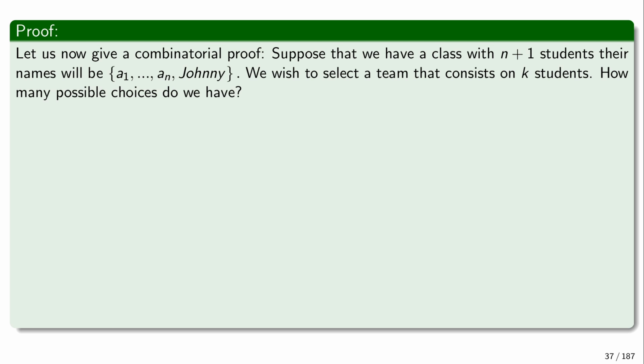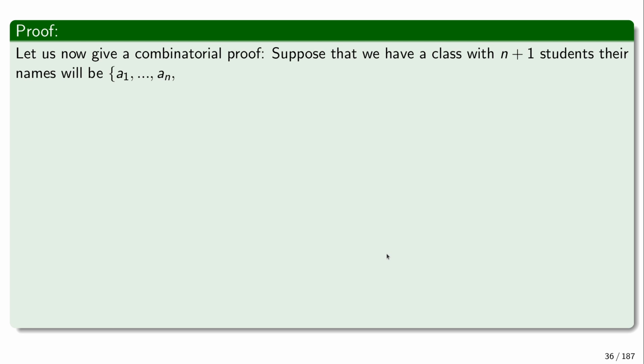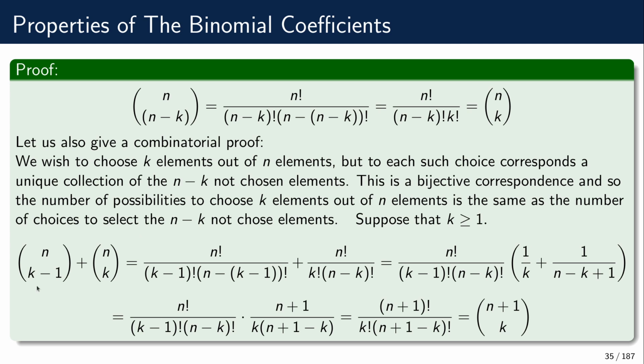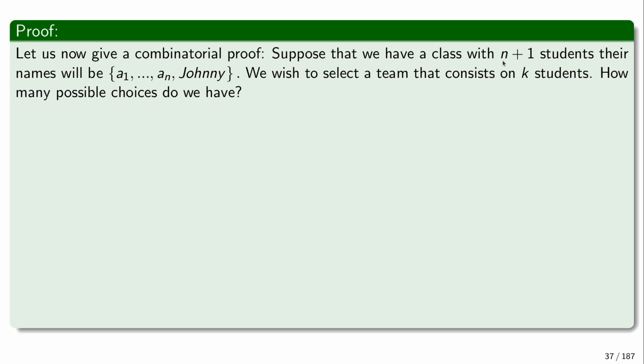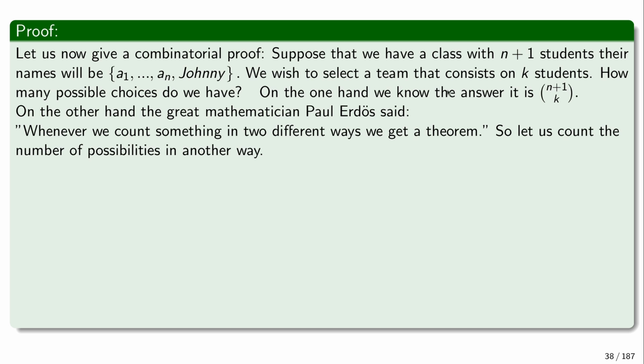And so now let us give a combinatorial proof that the sum of those is n plus 1 over k. So the meaning is choosing k elements out of n plus 1 elements, we know the meaning. So suppose we ask the following question: in how many ways can we choose k classmates out of Johnny's class? On the one hand, we already know the answer. It's just n plus 1 choose k.